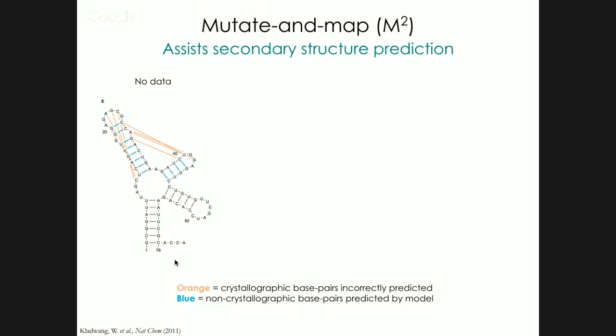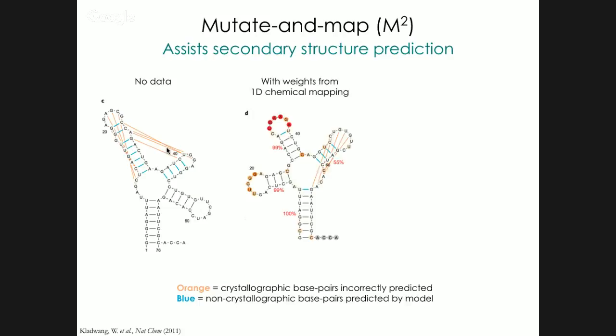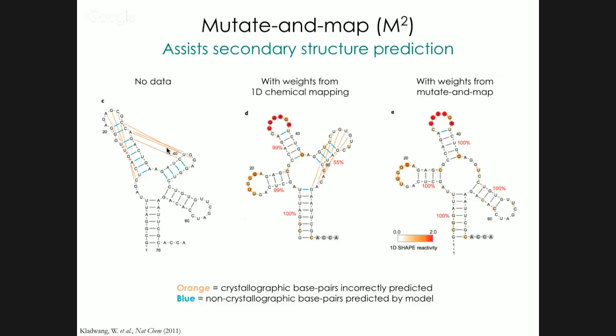As it turns out, without any mapping reactivities, RNAstructure fails to predict the correct structure. As you can see, there are these alternative base pairs forming in blue, whereas the native base pairs are shown in orange. Even with one-dimensional chemical mapping data, RNAstructure still fails to predict the right structure, even though it's closer. But using mutate and map data gives you exactly the right structure.